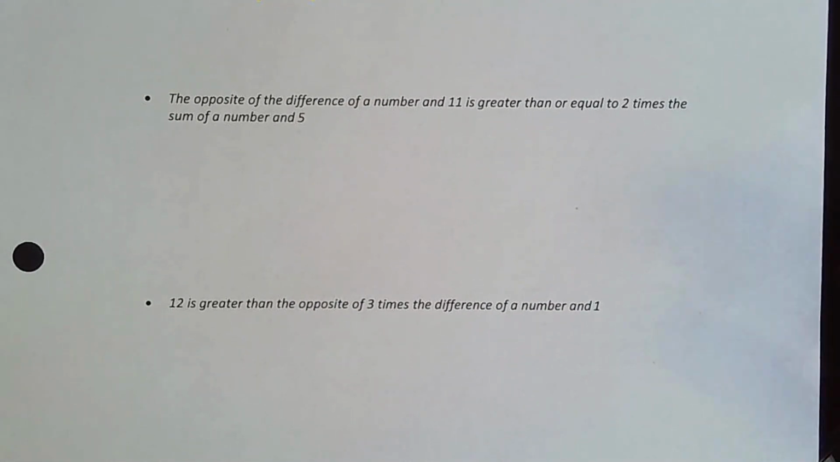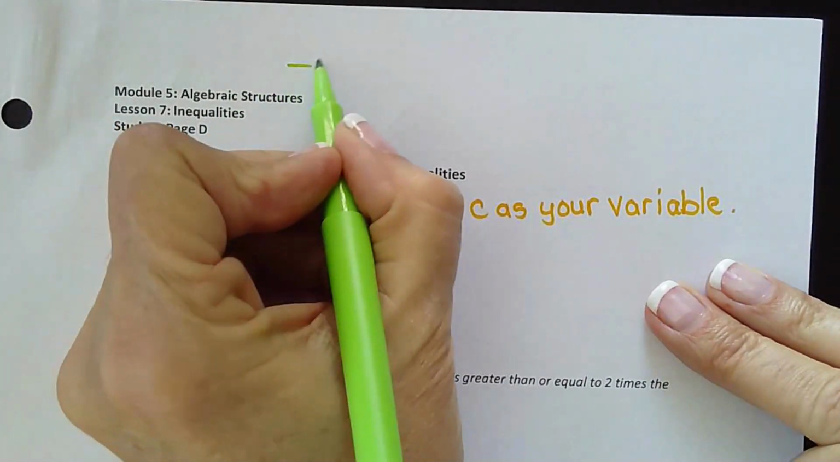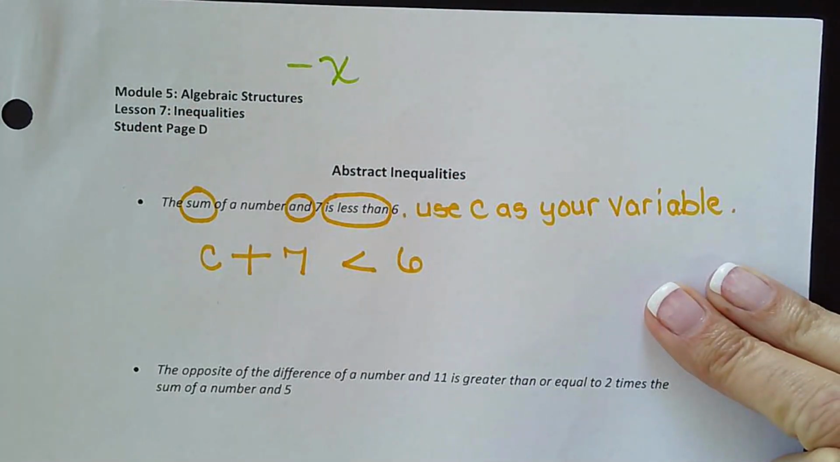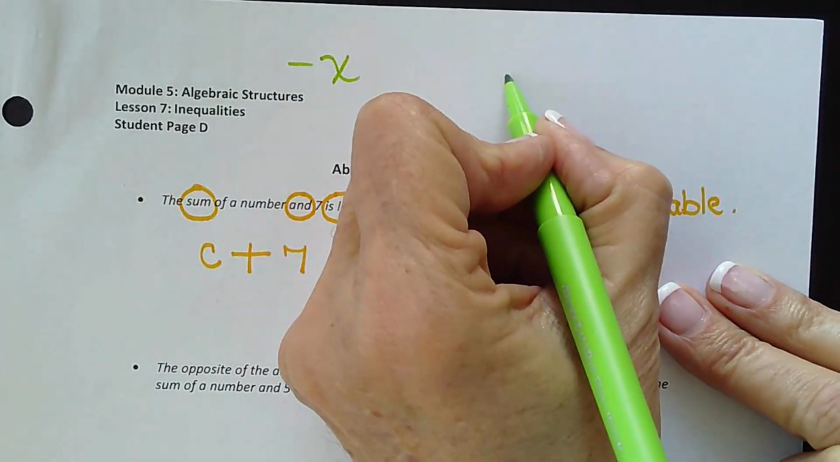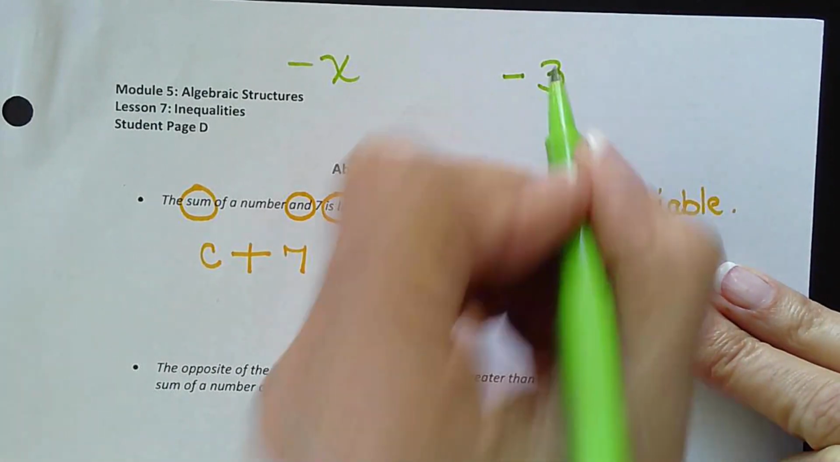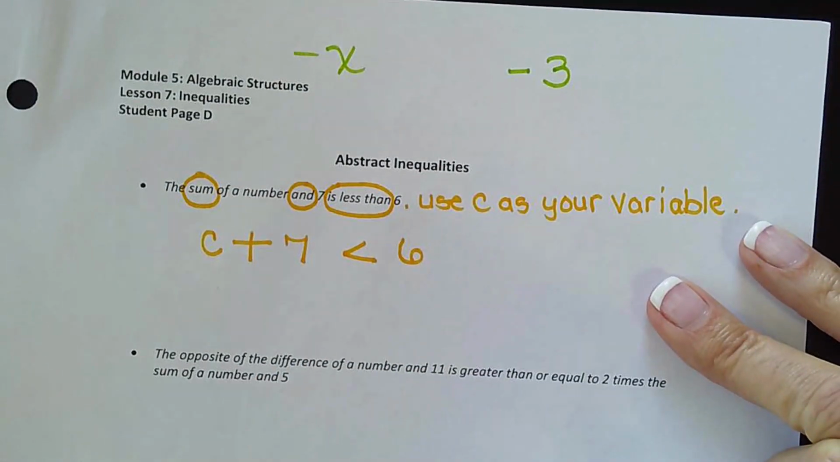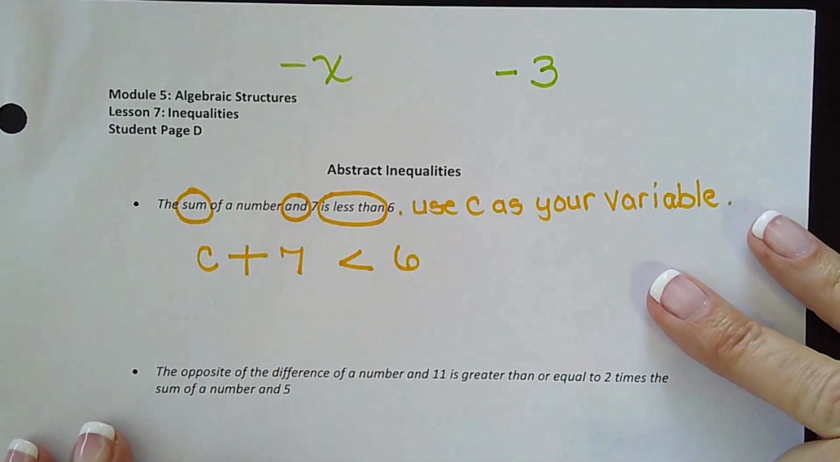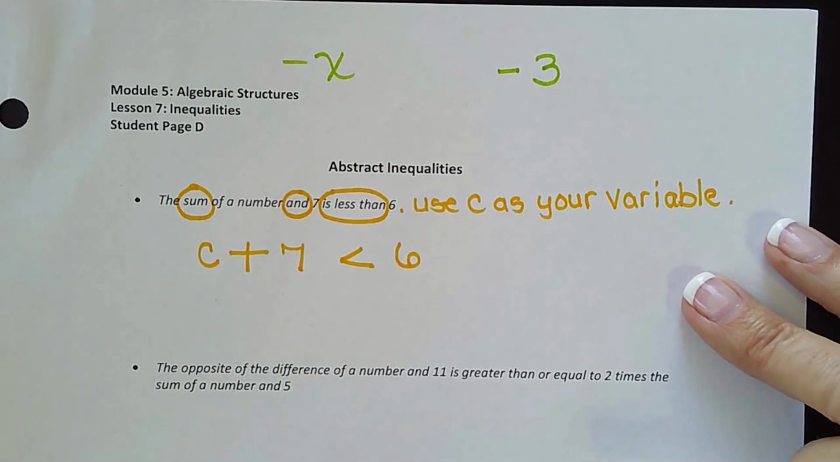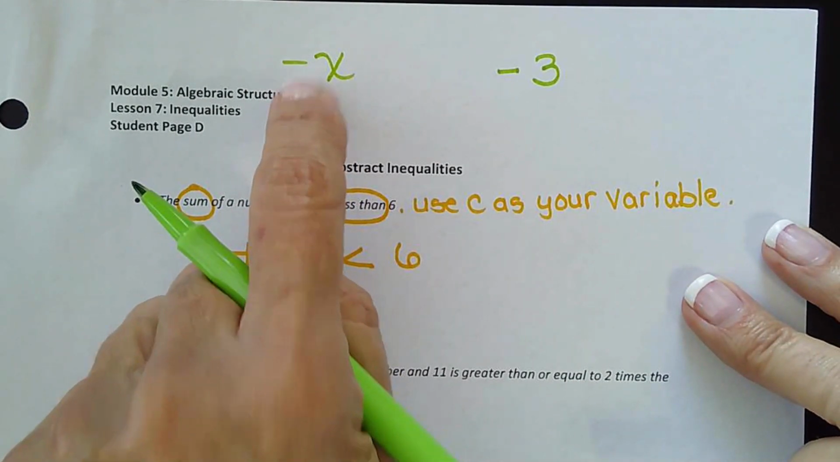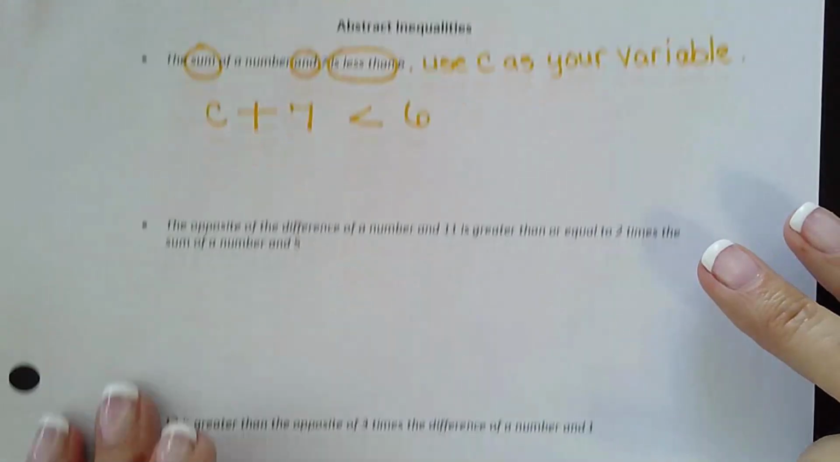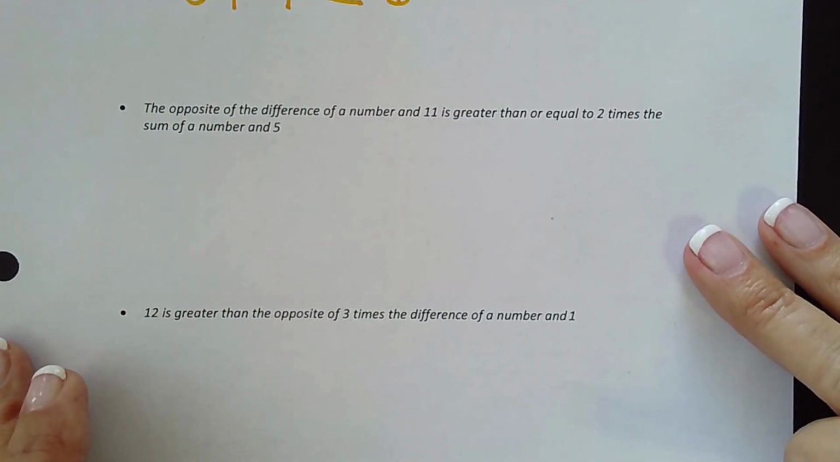love it. Anytime you read the word opposite, that means there's a negative in front. So this could be read the opposite of x. This could be read the opposite of 3. We usually call that -3, but it could be read the opposite of 3 because the opposite of 3 is -3. So anytime I see that word opposite, especially with a variable, it just means a negative is in front.